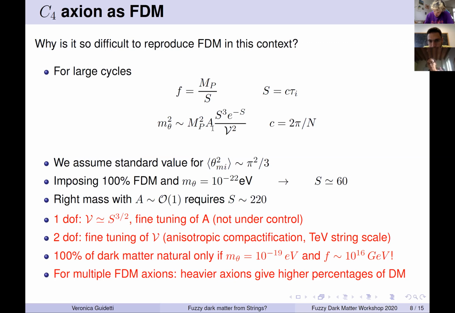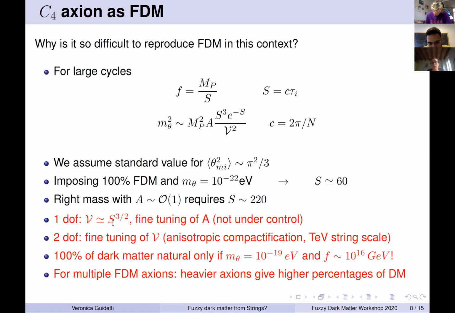And in particular, in the first case I showed you, you have just a single degree of freedom for the volume. And in particular, this implies that there is a relation between the volume of the extra dimension and your instanton action. So the only thing that you can fine tune in order to mitigate this tension is tuning A, but then you find that your effective filter is not under control anymore.